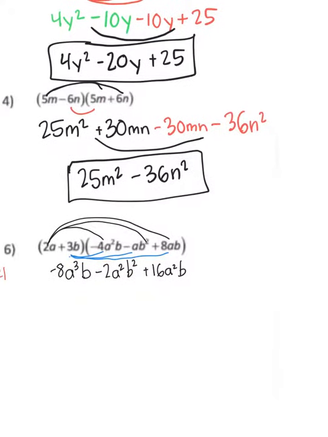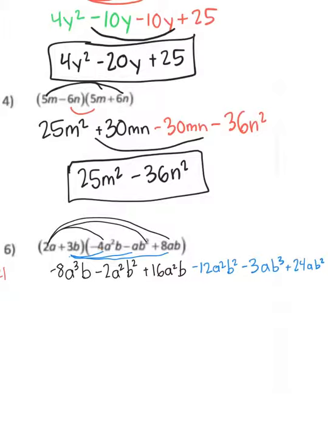So this is going to give me 3 times negative 4 is negative 12. A squared, and then b times b is b squared. Then I have 3 times negative 1, which is negative 3. A is by itself, and I have b times b squared, which is b to the cubed, or b to the third. Then my last term, I've got 3 times 8, which gives me 24. A is by itself, and then b times b is b squared.